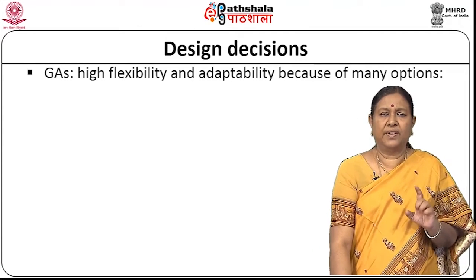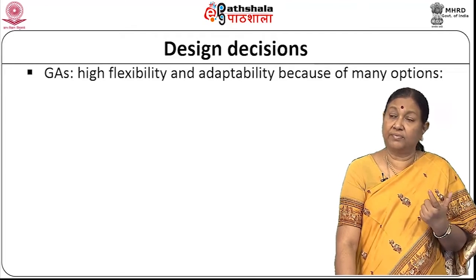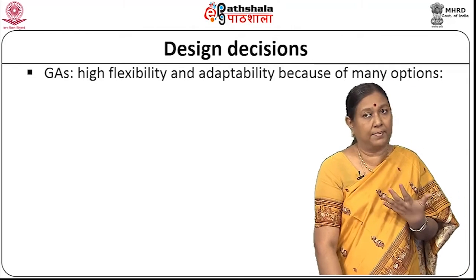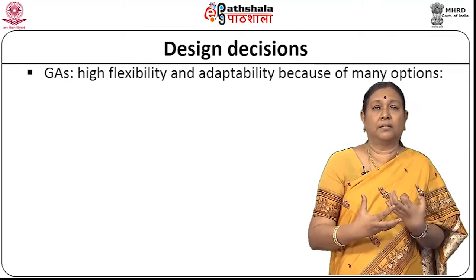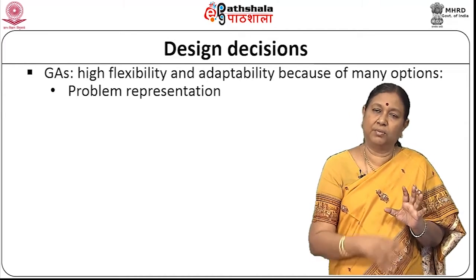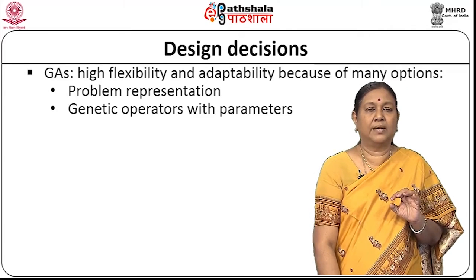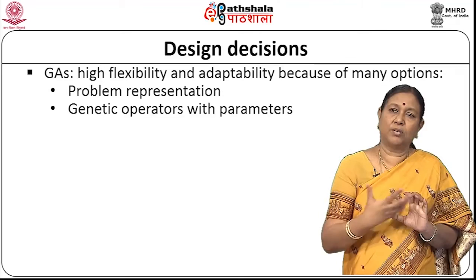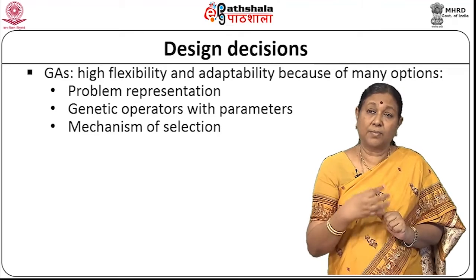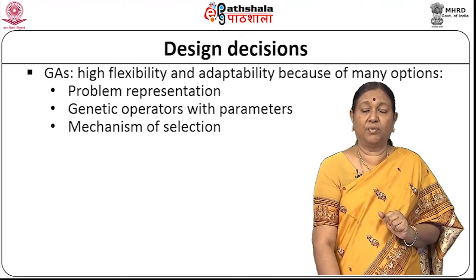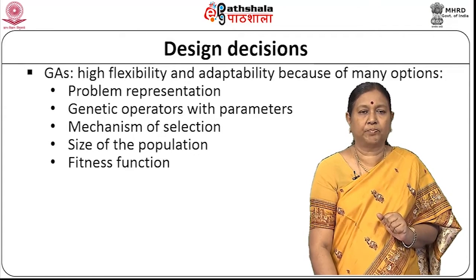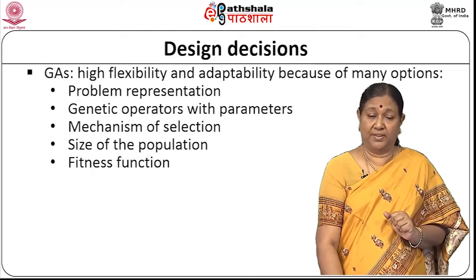First one is high flexibility and adaptability because of many options. So, there are many options available in GA, that is why it has high flexibility and adaptability. Remember, adaptability is one of the major bases of genetic algorithms. So, problem representation you can do in very many different ways, we will come to that later. Genetic operators with parameters also can be different, crossover, mutation, how you do that can be different. The mechanism of selection, how do you select the parents, that can be different. The size of the population you are going to use, that also can be different. The fitness function you define can be different.